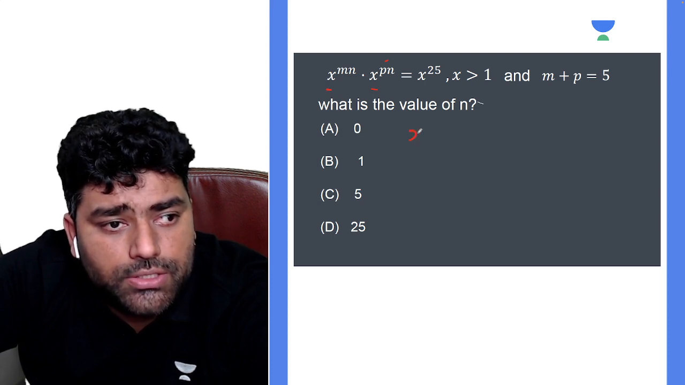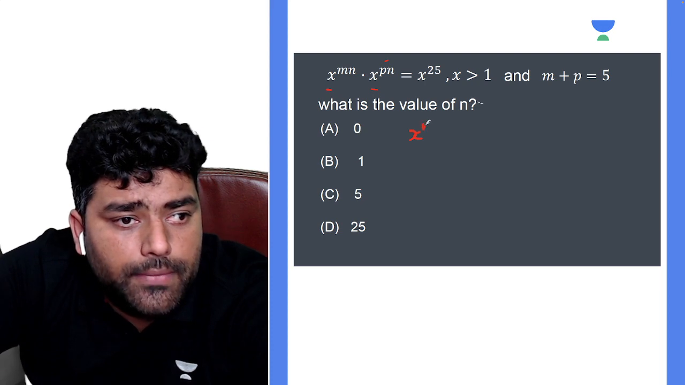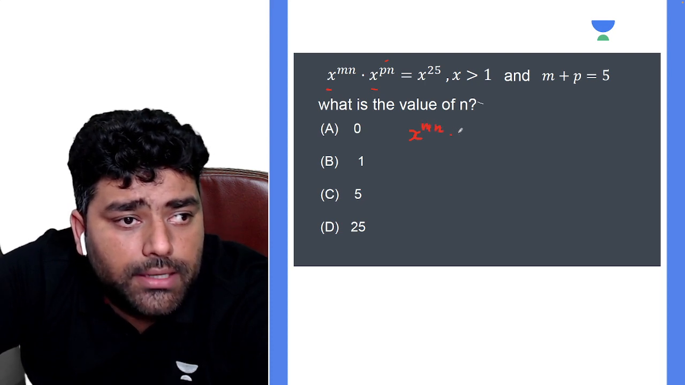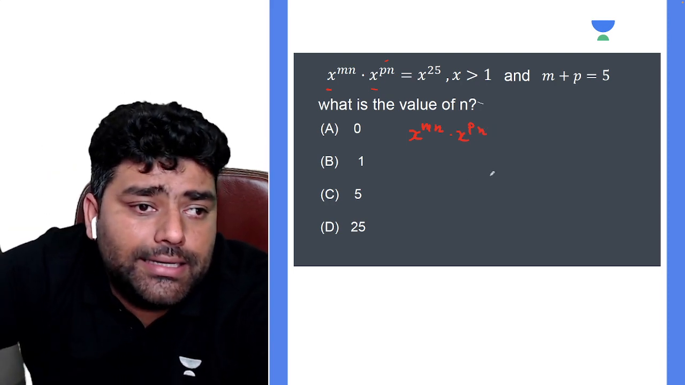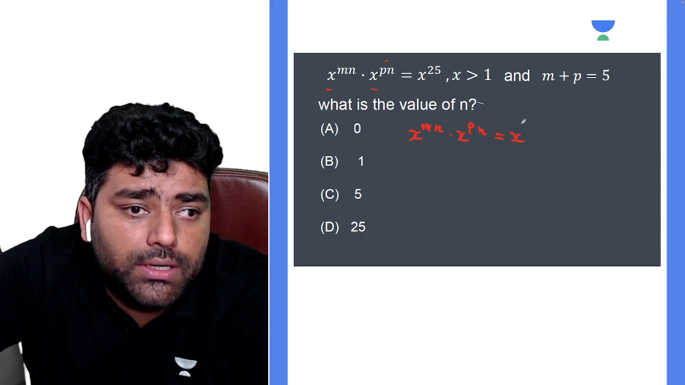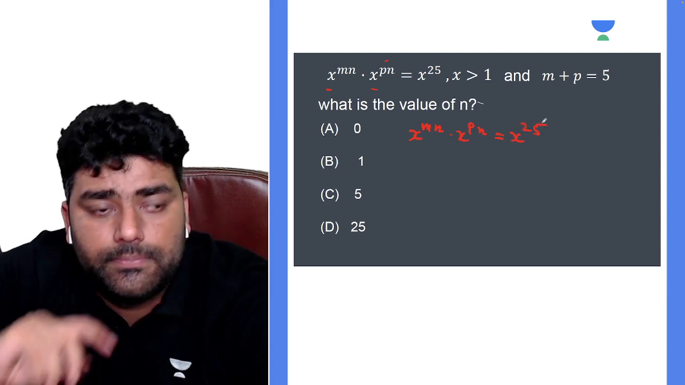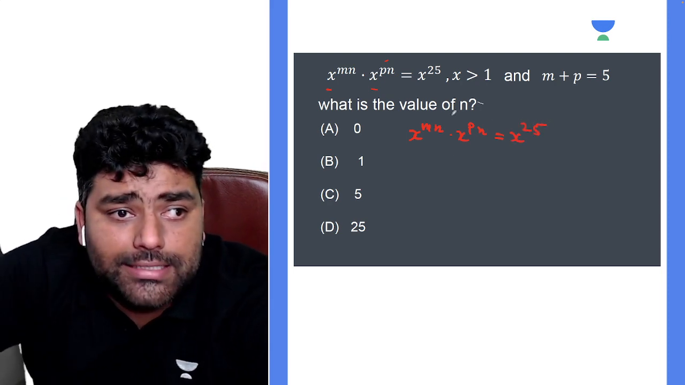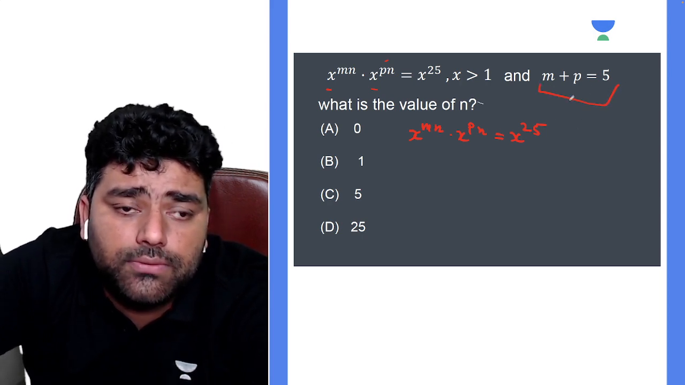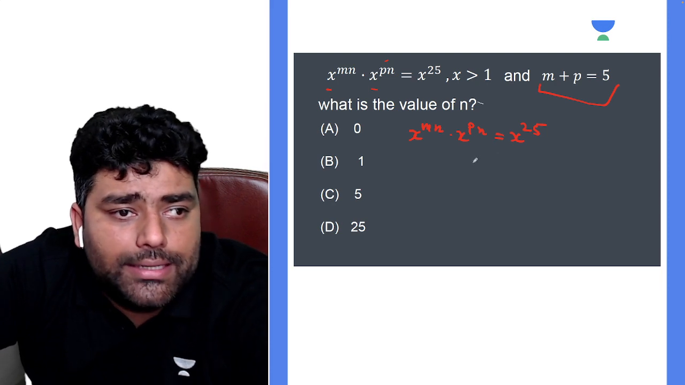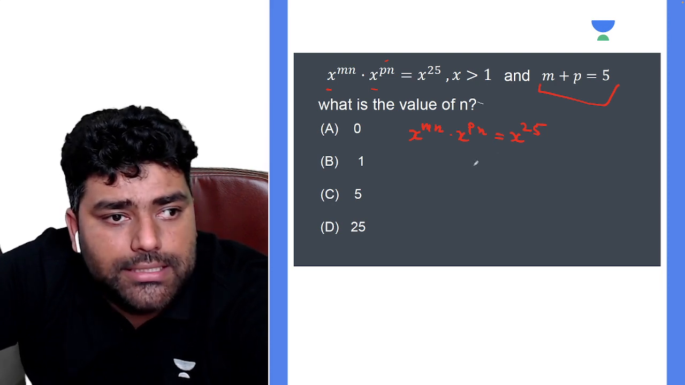Okay, so this is x to the power mn multiplied by x to the power pn, and that is equal to x to the power 25, where x is greater than 1, and we are also given m plus p is equal to 5. Okay, what is the value of n? This is the question.